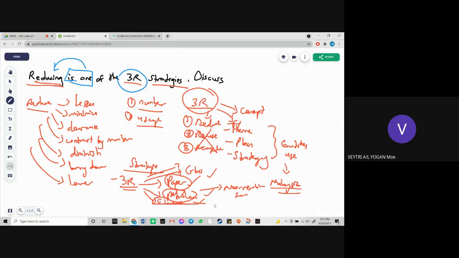Number two, when we talk about electricity, we can talk about generating electricity and also the usage of electricity. We must reduce the usage of electricity because there are so many reasons that we will be talking about later on. Next, paper. Why? We want to save the earth.